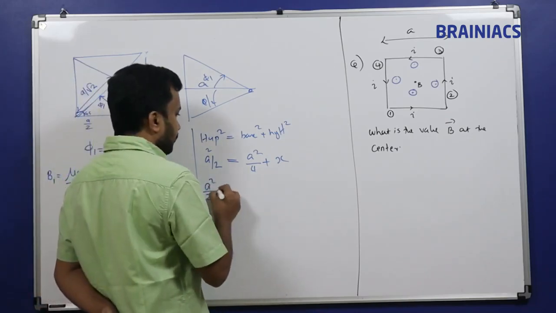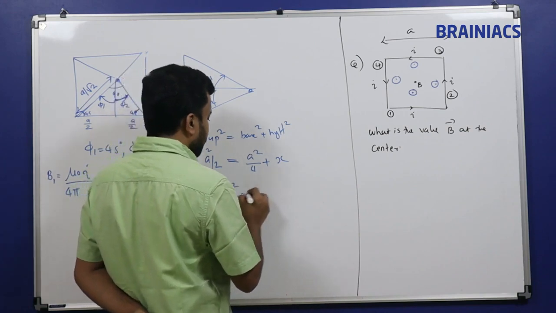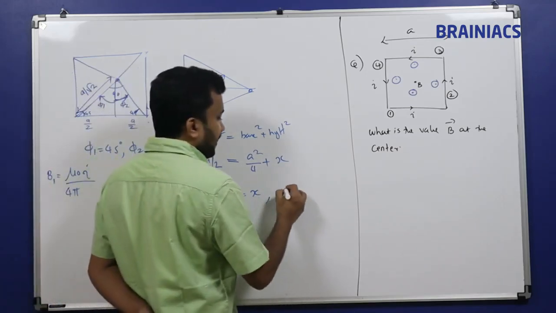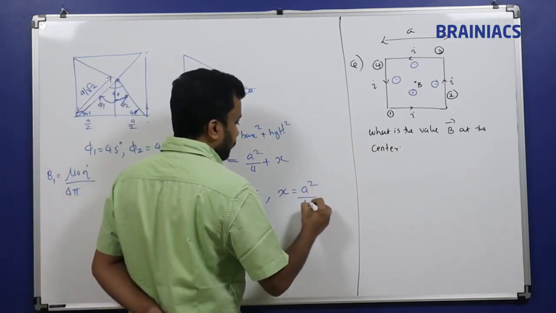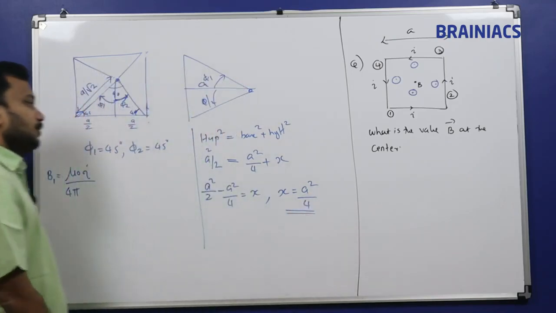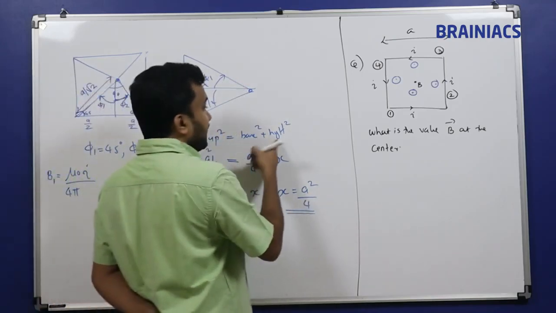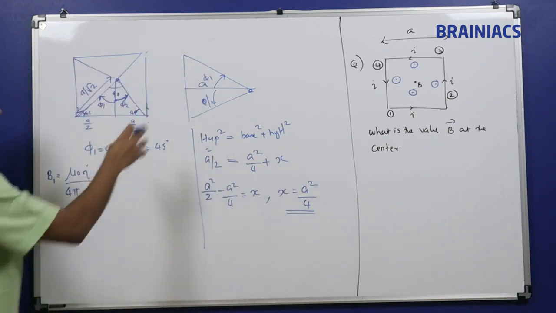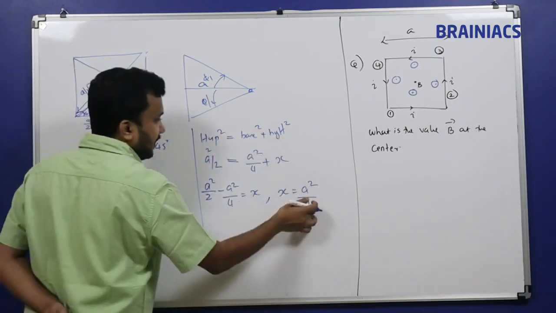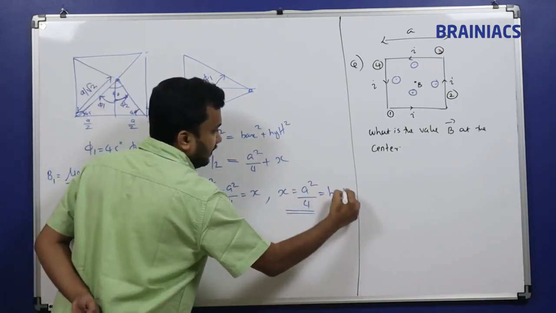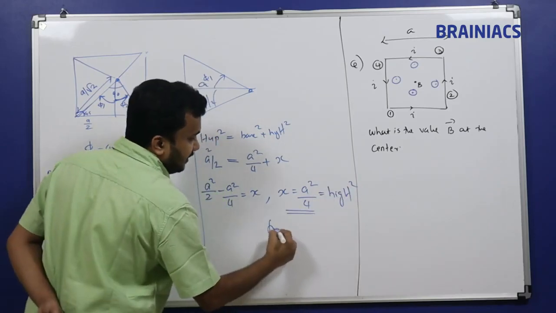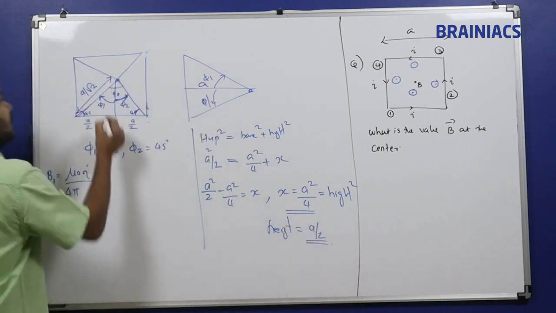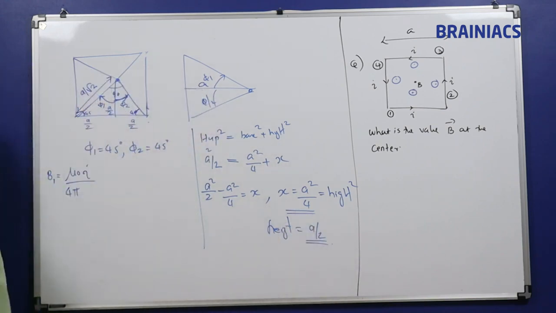A square by 2 minus a square by 4 is equal to x. A square is taken outside. 1 by 2 minus 1 by 4, which means x will be equal to a square by 4. Here x means height square. So what I have to get is height, in the root. Height square is a square by 4. This is nothing but height square. So height is equal to a by 2. Okay. So this side is also equal to a by 2.